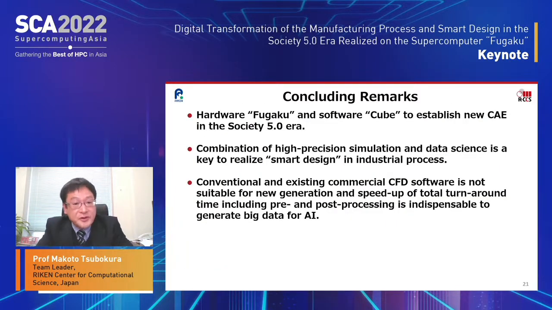Okay, finally, I'd like to summarize my talk. I have introduced examples of smart design to be realized in the industrial world in the Society 5.0 era by utilizing Fugaku as the hardware and Cube as the software. The key is how we can expand the possibility of simulation, which is currently used in industries very conservatively as an alternative to experiments in physical space. By combining data science and utilizing AI technologies, we can expand its possibility.